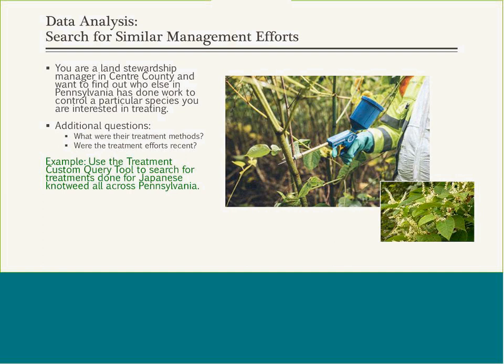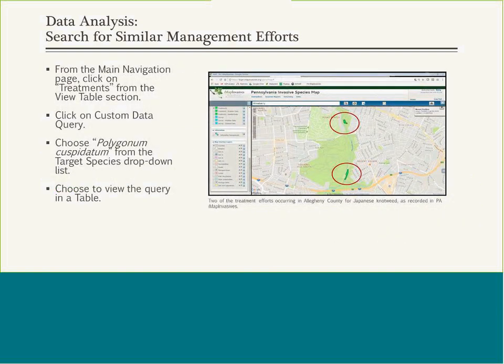So the example that we would potentially use is to say that you would want to use the treatment custom query tool to search for treatments that are done for Japanese knotweed all over Pennsylvania. Maybe that's a specific species that you want to know more about and how people are treating it. So from the main navigation page, you would click on the map and then choose treatments. And from there, you would do a custom data query and look up specifically Japanese knotweed. Choose that from the target drop-down species list and choose to view that query in a table.